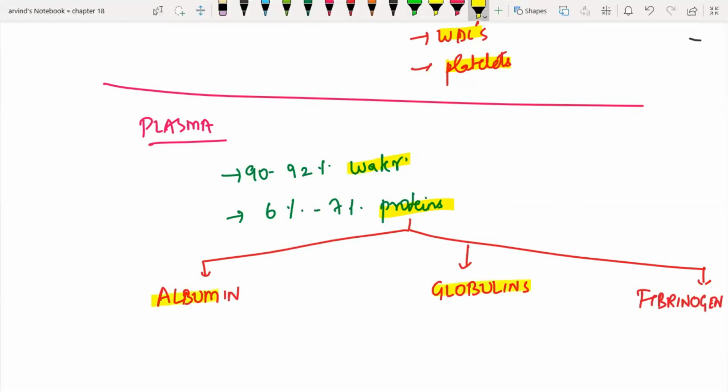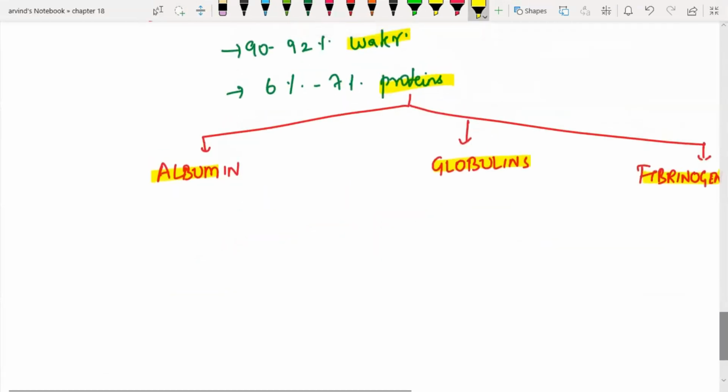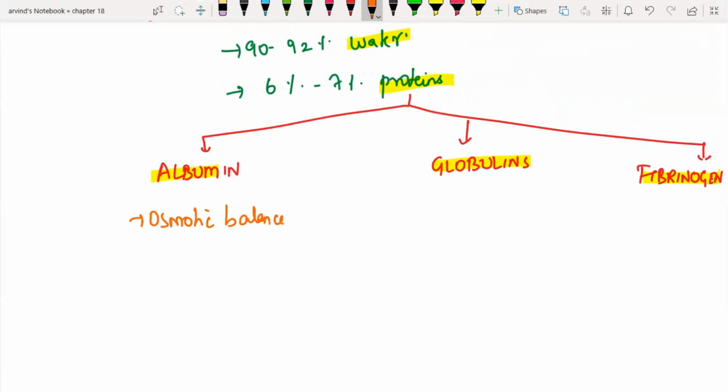If you take albumin, what is the function of albumin? Now, you all should understand a terminology called osmotic balance. What is this osmotic balance? See, you take food, it is getting digested and it is getting absorbed. So all your food products that are getting digested and absorbed are entering into the bloodstream. And from the bloodstream, suppose let me take this is a blood vessel and this is my tissue.